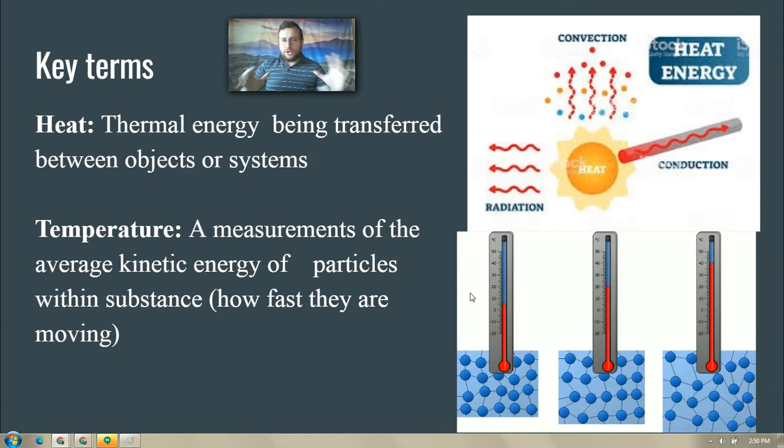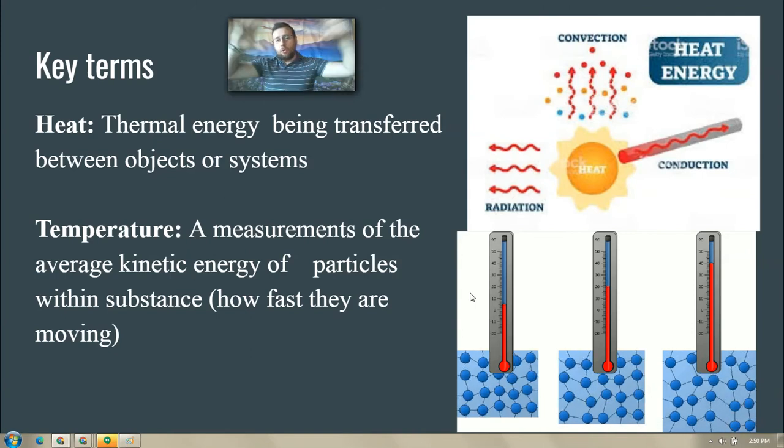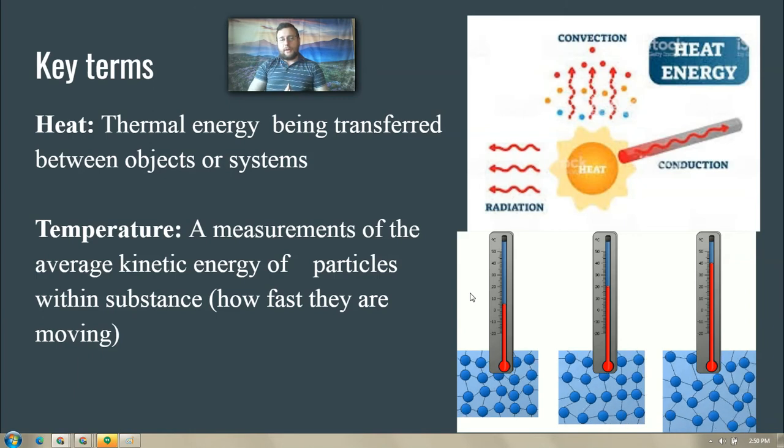So it's the average kinetic energy of the particles within the system that we measure as temperature. There could be particles which are not moving as much, but overall, the more the system or substance moves, the higher the temperature. And that's going to be true if it's absorbing heat: it's going to gain temperature because the particles end up moving more.